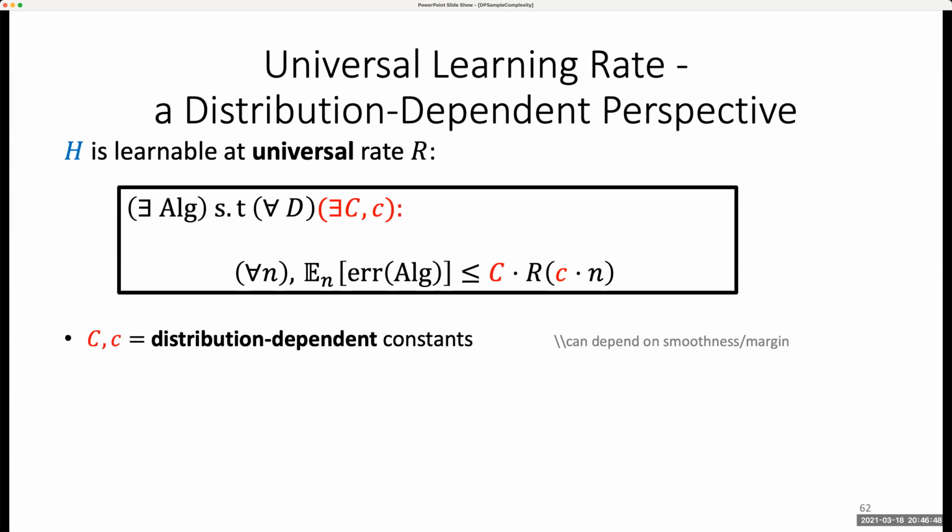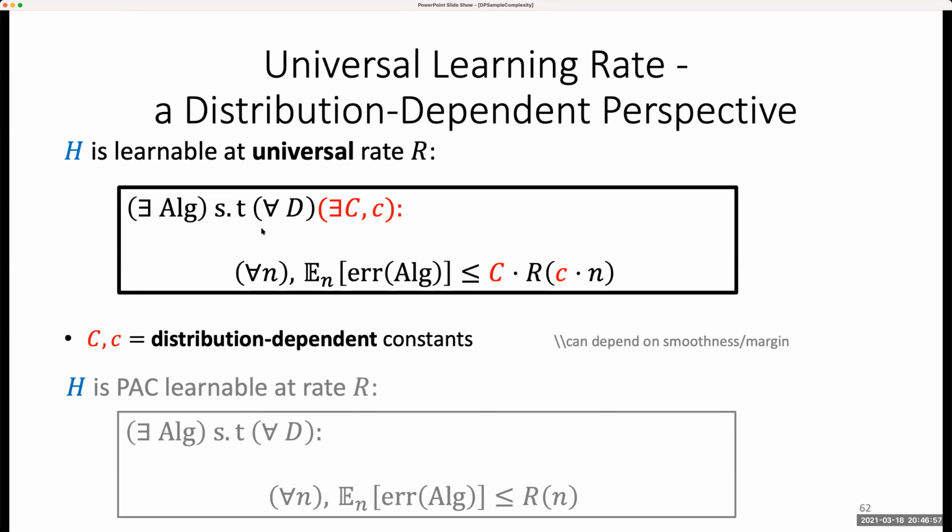So here is the definition of universal learning. All we did is take the previous definition of PAC learning and add this existential quantifier. Still we have one algorithm, a single learner. For all distributions, there will be a pair of constants that may depend on the distribution, such that the error will be bounded by big C times R of little c times n. So we allow some dependence on the target distribution in the form of these two constants.